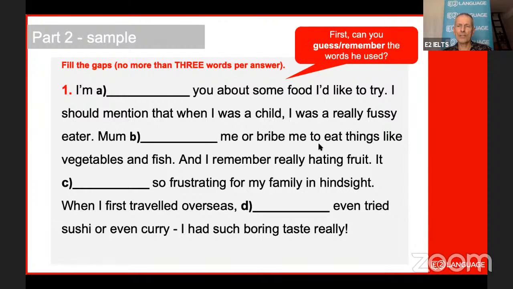I can't see fussy eater working there. Mum forced me. Good. Okay. I'm going to tell you. Great. Okay, thank you. Forced me? Yeah, not quite just forced me.